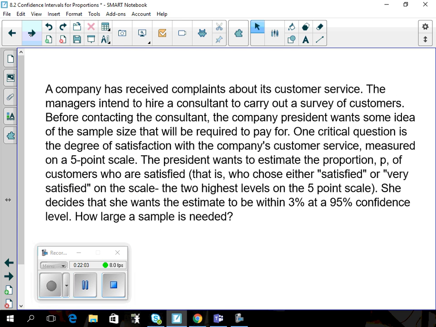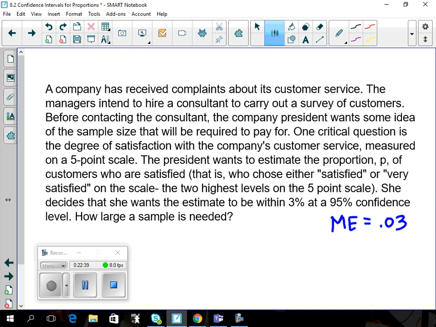I'm going to pause this for a minute. I want you to read this, pull out key pieces of information, and let's see if we can set up a formula or set up an inequality to solve. What are some key pieces of information? So 3%, let's start with that one. What is 3%? It's the margin of error. Do you agree with that? Okay, so let's just write the things down that we know. So we have a margin of error of 0.03. Good, keep going. What's another key piece of information?